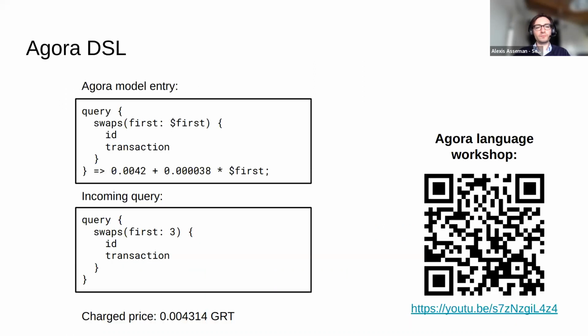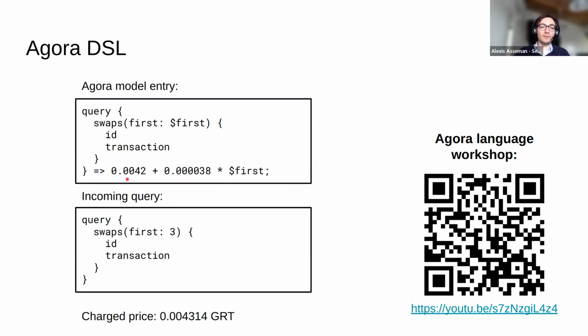So those cost models are written in the Agora DSL. Here we have a little example of an Agora entry, and it looks very much like a GraphQL query, except that you define a price for that query shape, basically, right?